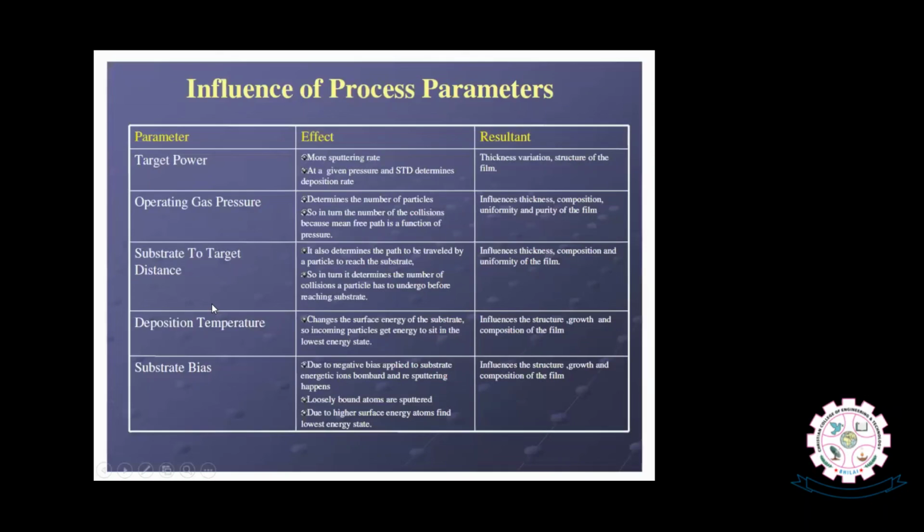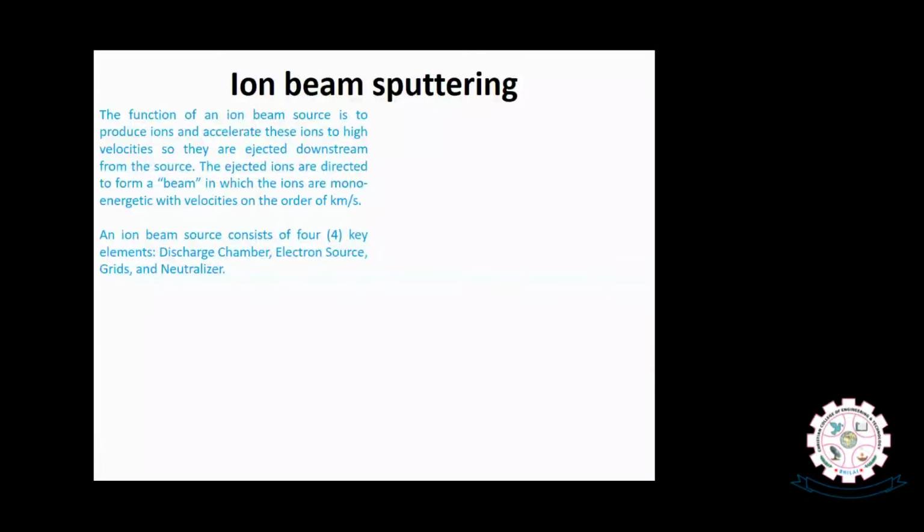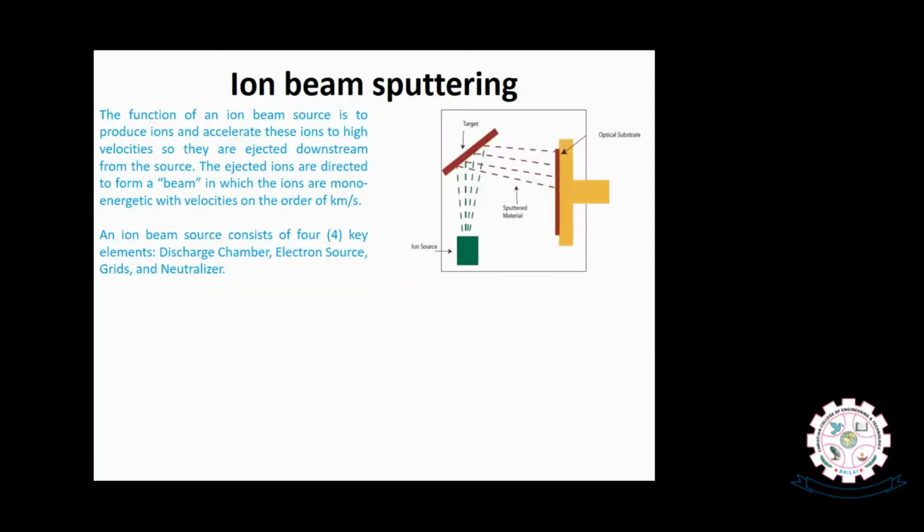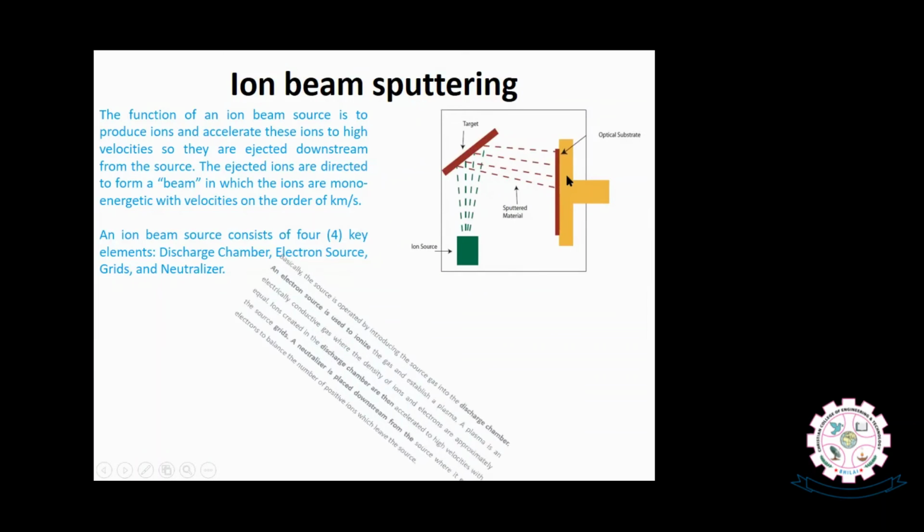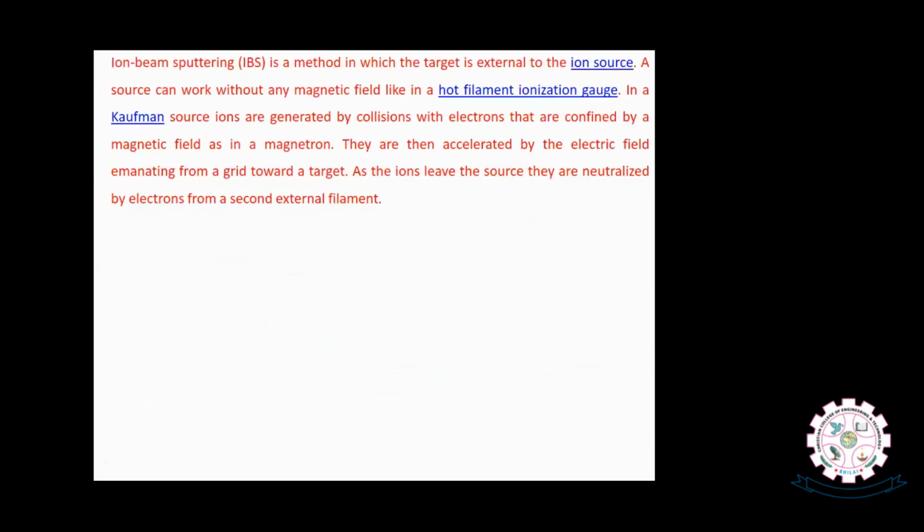I'll move on, and processing parameters you can play with a lot of them. The next technique is called ion beam sputtering, as I told you. What is the difference between sputtering and ion beam sputtering? In the case of sputtering, you are creating the ions between the substrate and the target. But in the case of ion beam sputtering, you create the ions in a source and bring them, and these ions will straight away hit your target and make the deposition. That is the only difference between ion beam sputtering and normal sputtering.